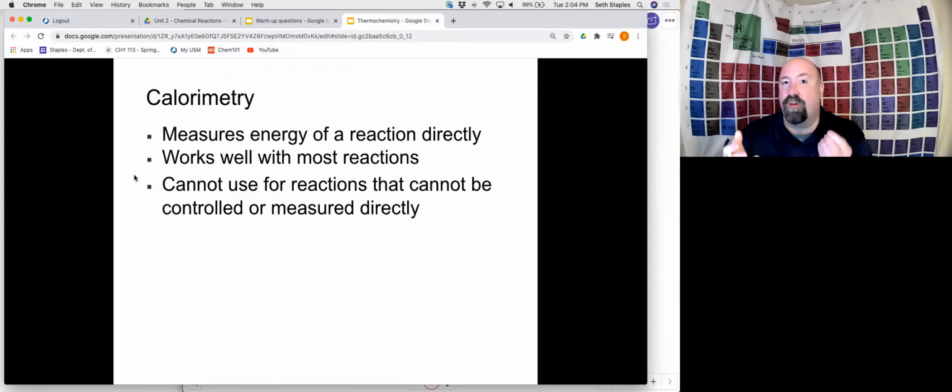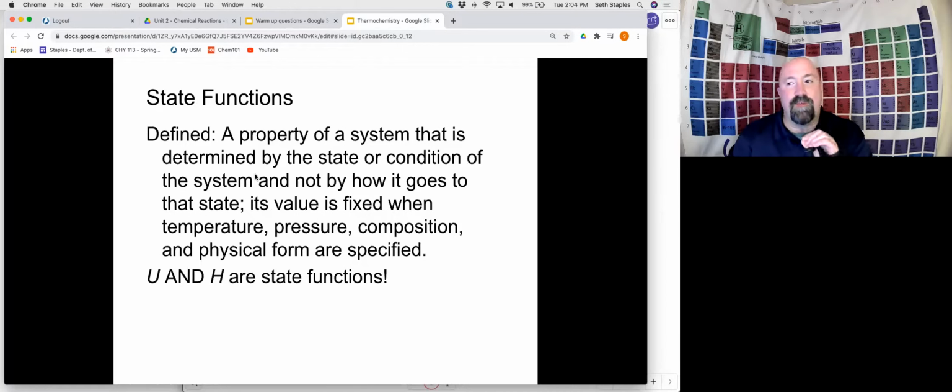And that's what we're going to look at today, a couple different methods to find that thermochemical data. One of the things we have to recognize is that enthalpy, and in fact energy in general of a chemical reaction, but we're mostly concerned here with enthalpy, is what we call a state function.